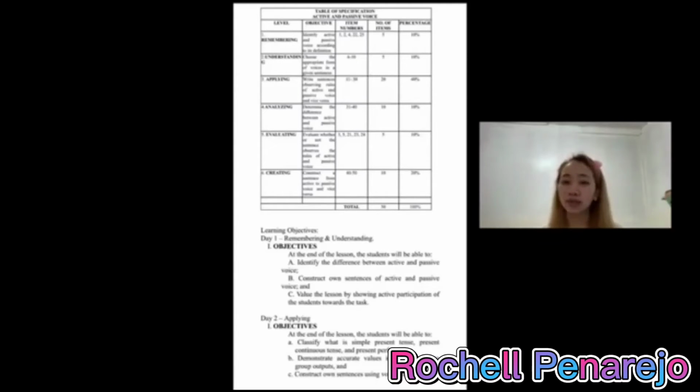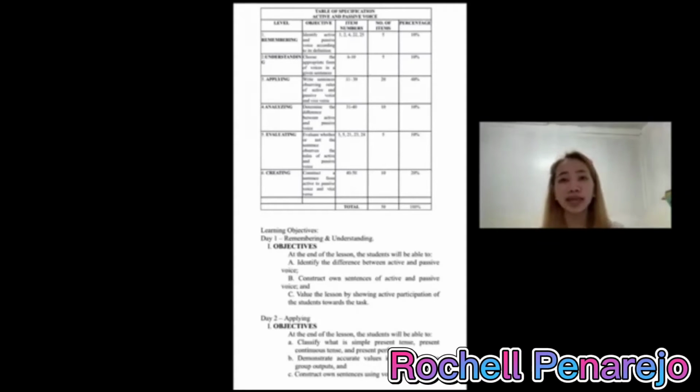In day 1 objectives, the domain here is remembering and understanding. The objectives are, at the end of the lesson, the students will be able to: A, identify the difference between active and passive voice. B, construct own sentences of active and passive voice. And C, value the lesson by showing active participation of the students towards the task.